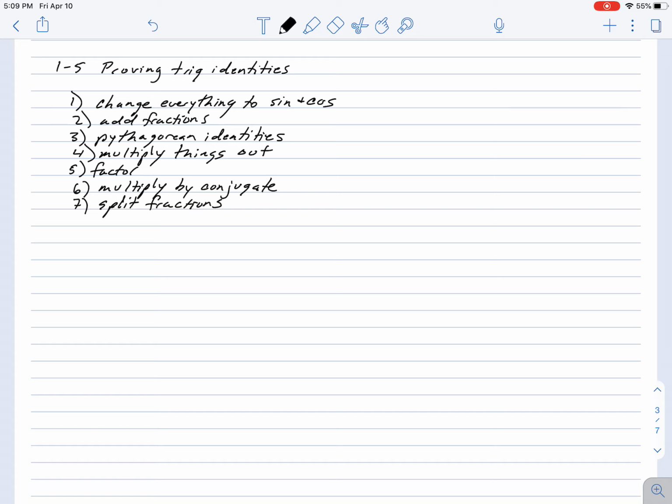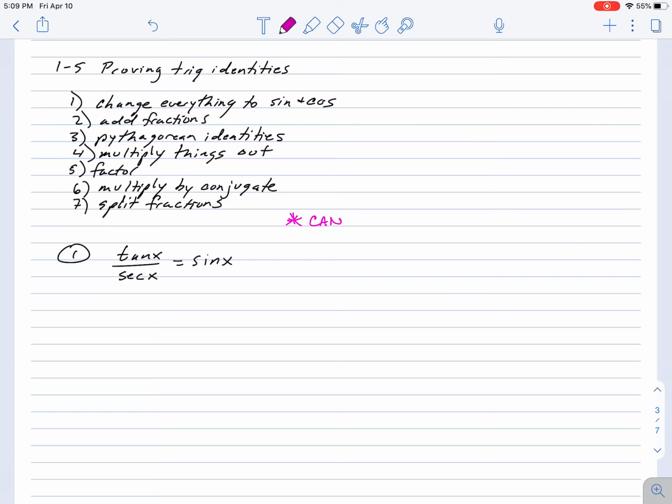Okay, those are some ideas, and what I'm going to do is try to do a couple of examples that hit on each one of these. So the first example we're going to do is tangent of x over secant x equals sine x. Okay, now there's only one rule with these guys.